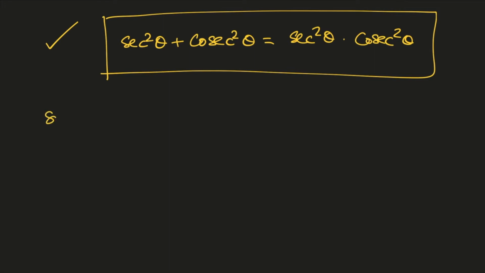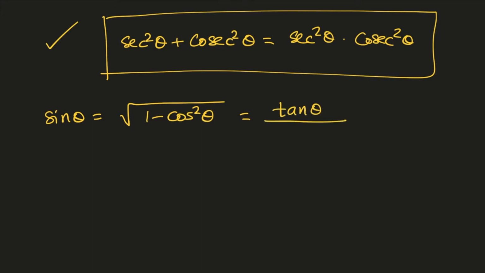For example, sine theta can be written in terms of cos theta as root over 1 minus cos square theta. And this can be written in terms of tan theta as tan theta divided by root over 1 plus tan square theta. Tell me why this makes sense. Root over 1 plus tan square theta is sec theta. So tan theta divided by sec theta is going to be sin theta. Yes. So that you need to remember.